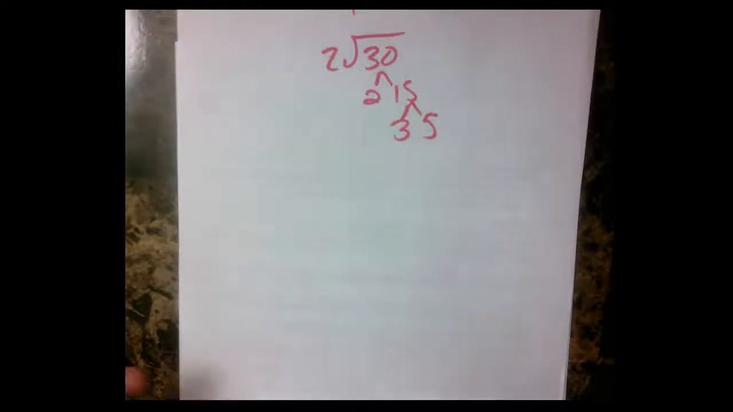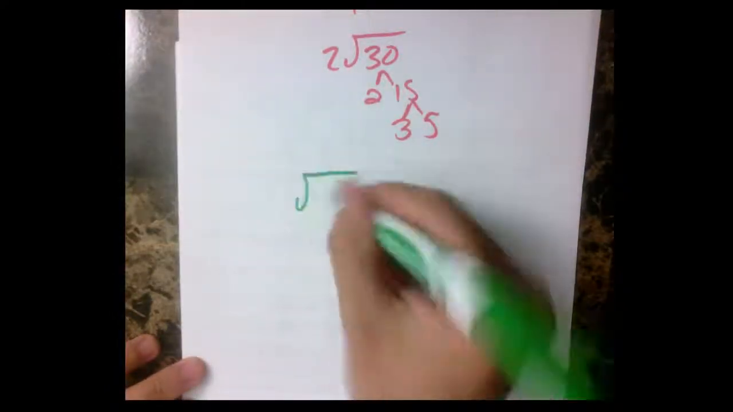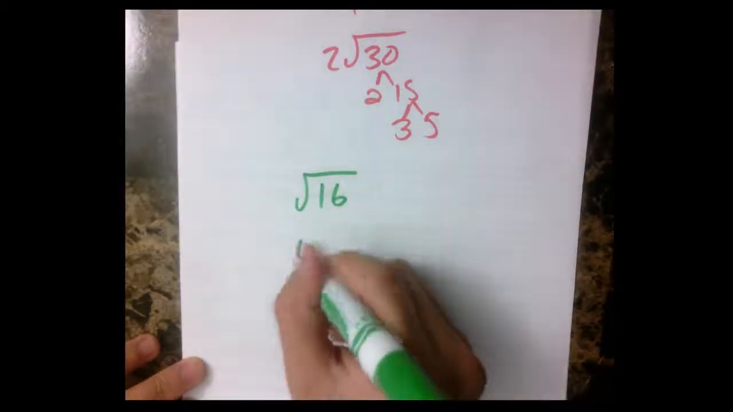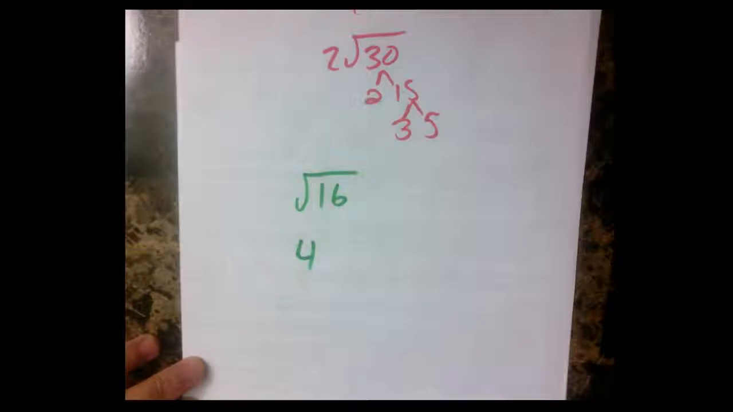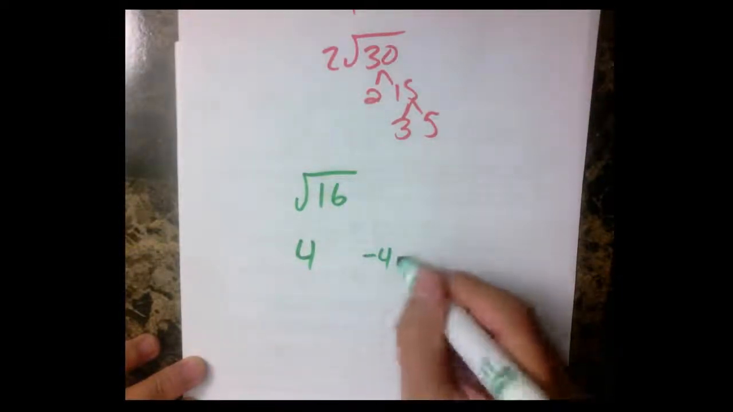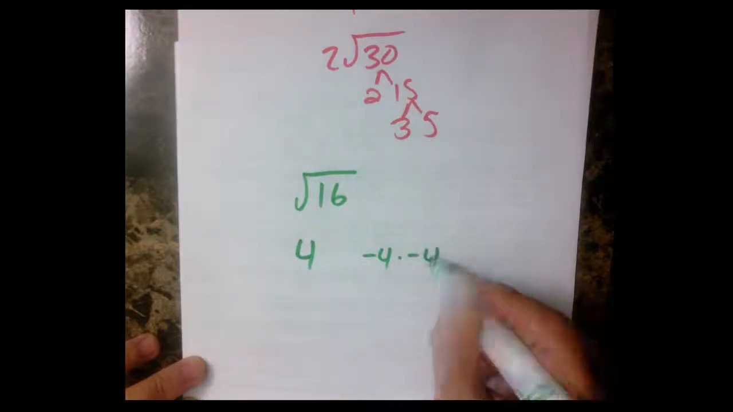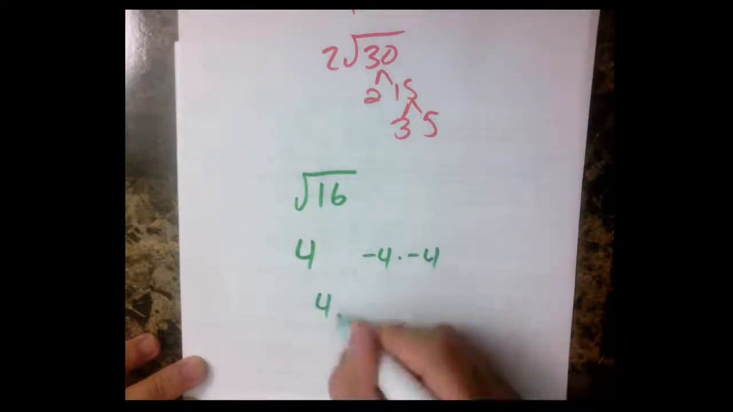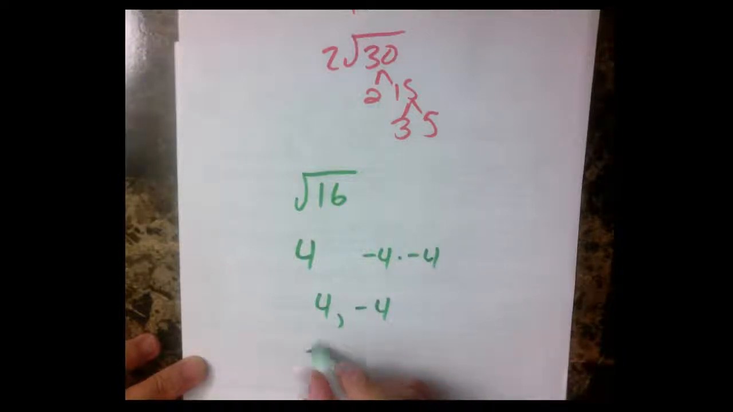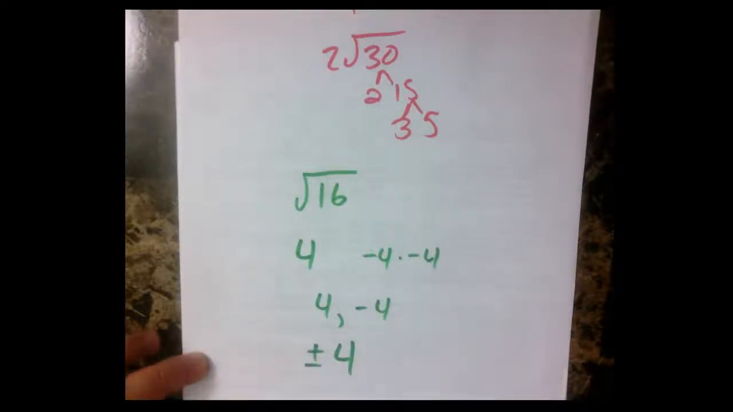But let's say I had the square root of 16. Hopefully you guys know that the square root of 16 is 4. But I've also asked you time and time again, I've been like, but it could also be negative 4 times negative 4, right? Which would mean that you actually have two answers, 4 and negative 4. In this case, that means that you have an answer that looks like this. We write it as plus or minus 4.